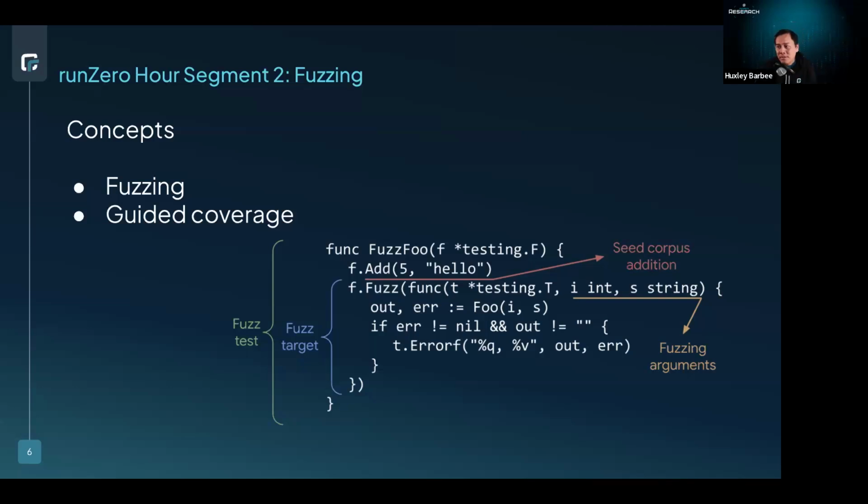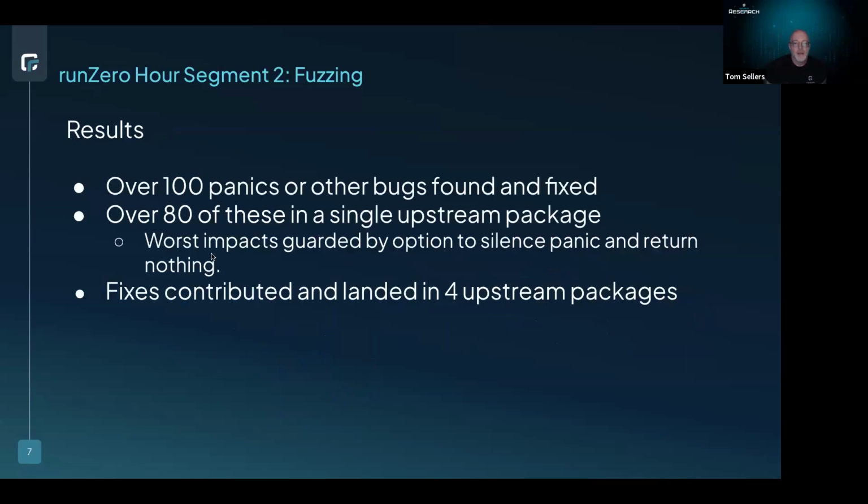All right. So I think on the next slide, you have some results to share from what we've done here. Yeah. So the results were, depending how you look at it, both good and bad. The fuzzing process was very productive, and it found a lot of things that needed to be addressed. All in all, in our first major push through fuzzing, we found over 100 panics or other bugs that we found and fixed. That was both in our own code and in third-party code.